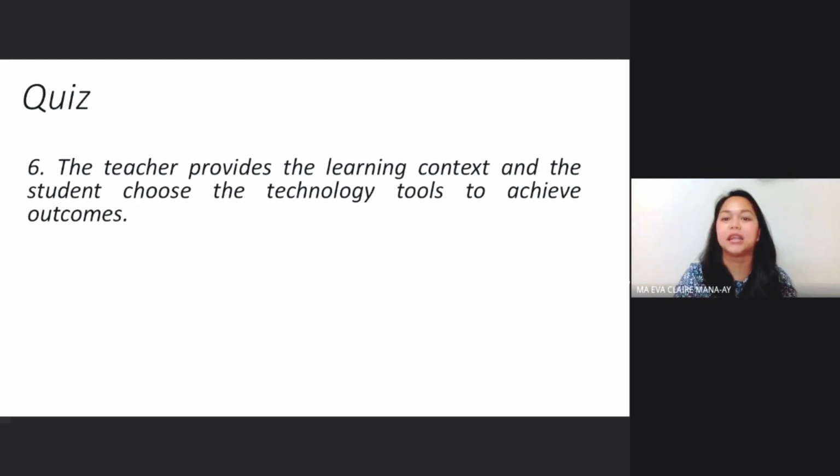The teacher provides the learning context and the student chooses the technology tools to achieve outcomes. Okay, so you have given them the learning context, but they have the freedom to choose whatever tools they can use. What is this? Please put your answer in our chat box. All right, if you have answered infusion, then that is the correct answer that we have here. Okay, so they have the freedom to choose whatever technology tools they can use.